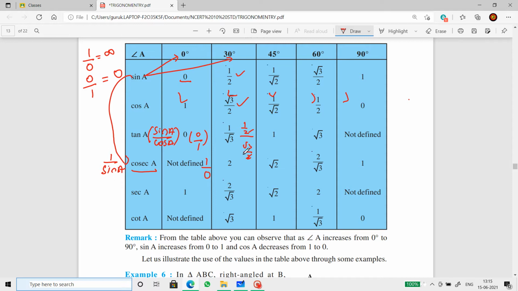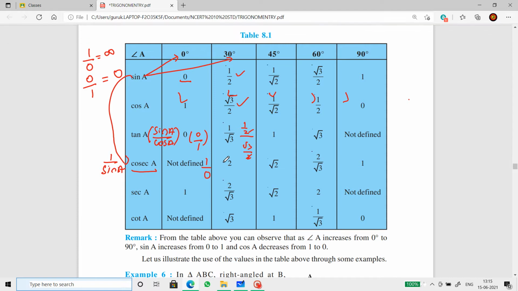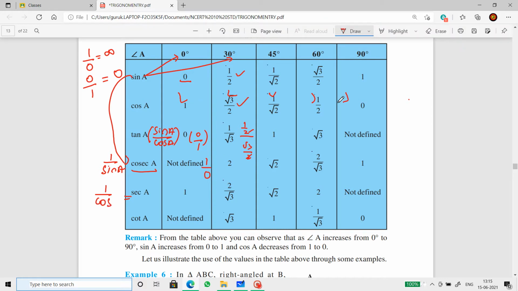1 divided by 1 by 2 is 2. 1 divided by 1 by root 2 is root 2. 1 divided by root 3 by 2 is 2 by root 3. And 1 divided by 1 is 1. Hope you understood why I am dividing 1 by sine. Because cosec is 1 by sine. Then sec is what? 1 by cos. Using sine, we already formed the cos. Now reverse the cos values, you get the sec value. And what is cot? Cot is 1 by tan. So reverse the tan values, you get the cot values.